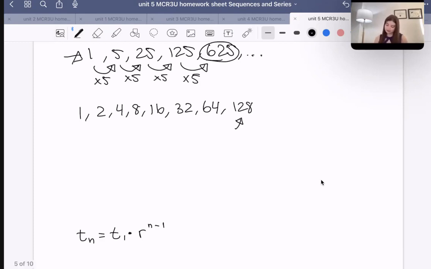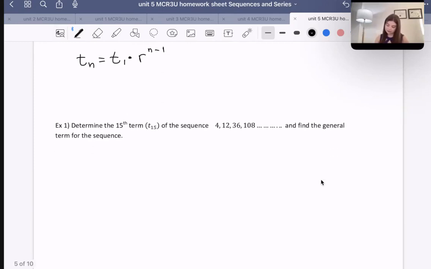But yeah, that's that. So let's get into some examples here. The first example says, determine the 15th term of the sequence 4, 12, 36, 108, and find the general term for the sequence. Okay, so what is T15? Well, the 15th term is equal to the first term, which is 4, times the ratio, which is 3, right?